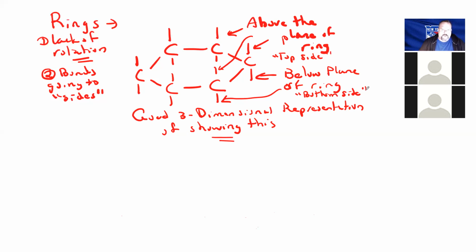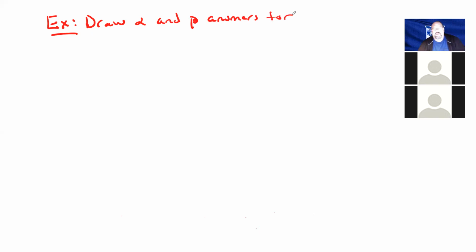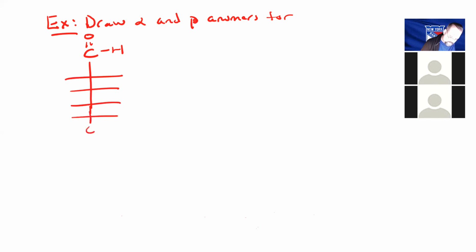Okay. So one of the key things we're going to ask you to do is to draw the alpha and beta anomers for either aldohexoses or ketohexoses. So let's look at an example so we can talk about the steps and some of the parts that are involved. And of course, I would have to give you the Fisher projection to at least get you started.